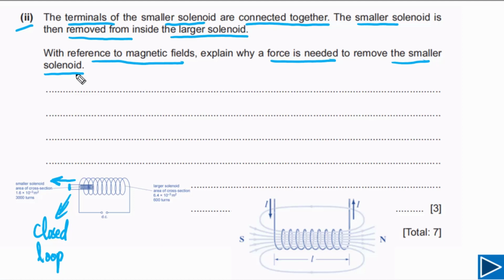This question is also based on Lenz's law. So let's try to understand how we can approach this question. Let's try to do another example based on Lenz's law. We will use one very simple example so you can understand the concept of Lenz's law in a proper way, and then we will use that concept to answer this problem.